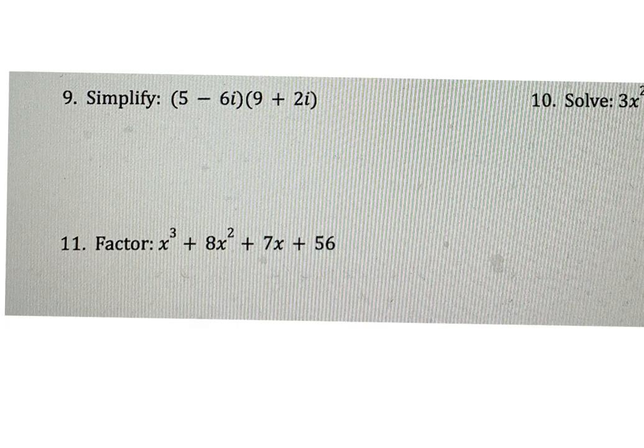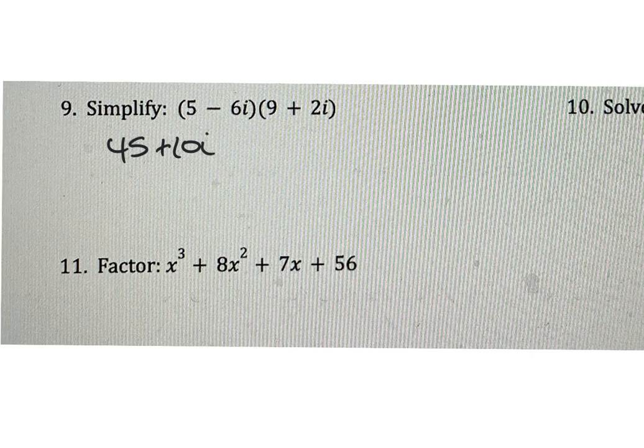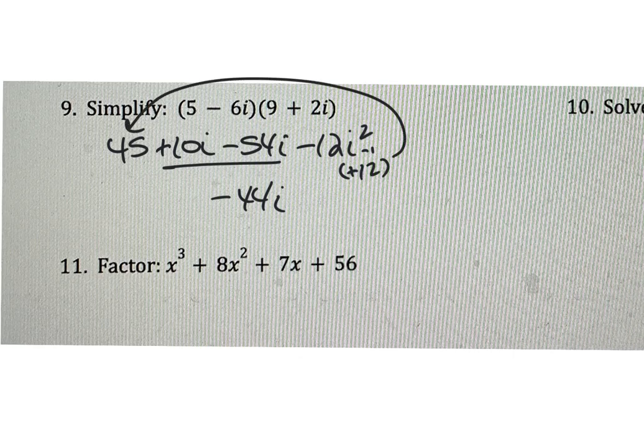Number 9, it's got some i's. This is FOIL, so I'm going first, outer, inner, last. Here's my first, my outer, my inside, and my last. Now, two things we can do. I've got those two first of all. It's going to be -44. I about put 34. Now, this i squared right here. Remember, i squared is -1, which makes that -12 become +12. So I have a +12 and a 45. If I add the 12 to the 45, I'm getting 57. And there you have it.